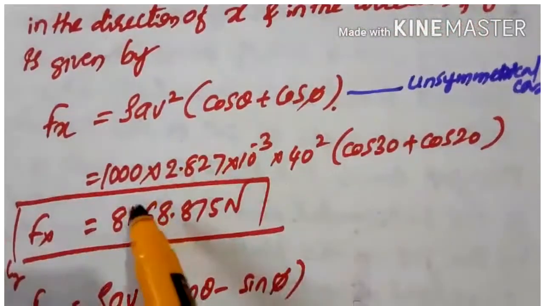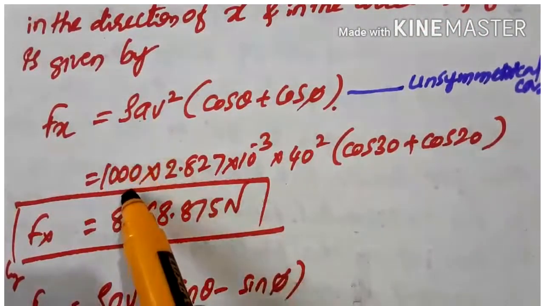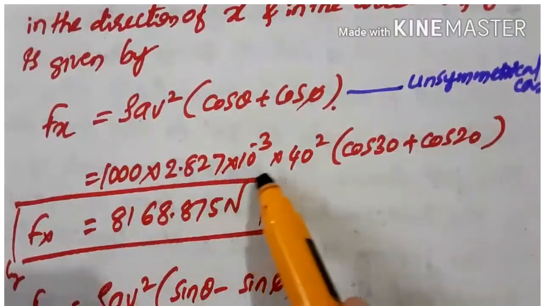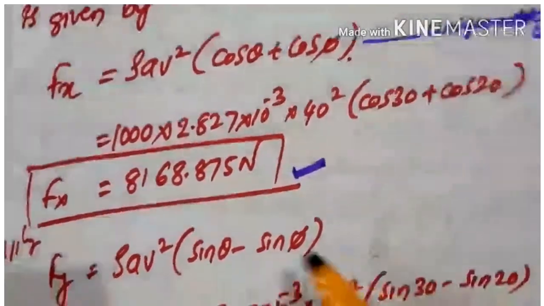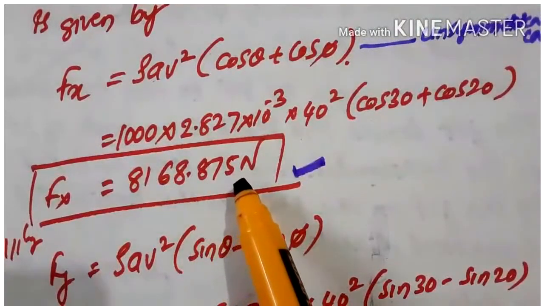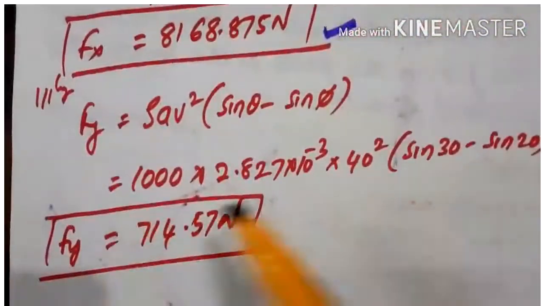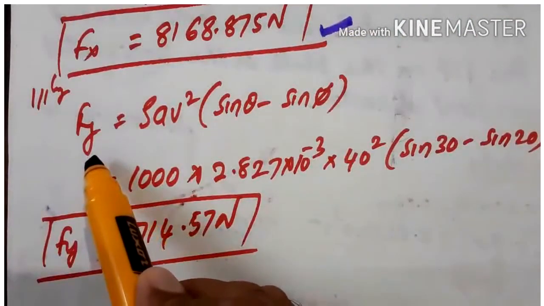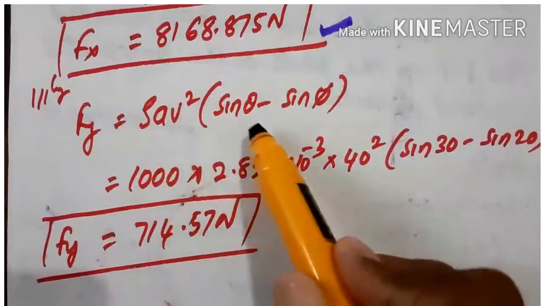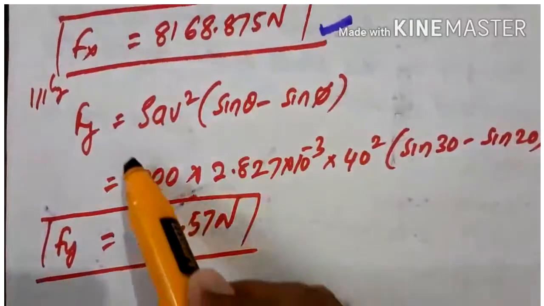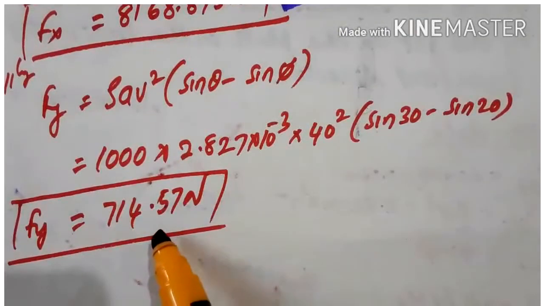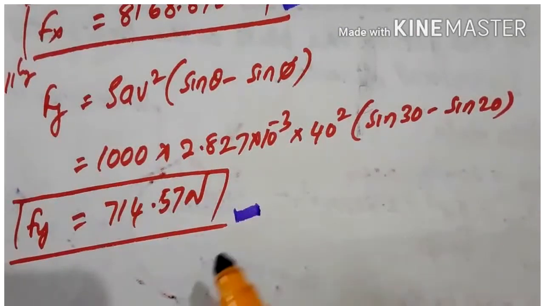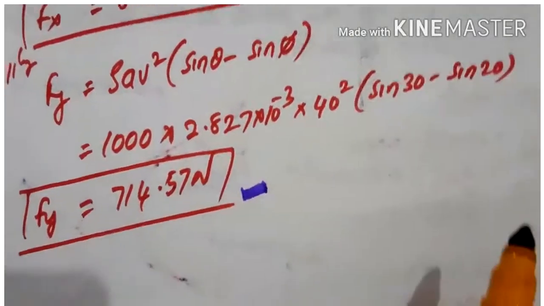Then substitute all the data here. The rho is the density of water, then the area of the jet, the velocity of the jet, then the inlet angle and the outlet angle. All you substitute in this equation, you will get this answer, that is 8168.875 Newton. Similarly, in y direction, the jet exerts a force; the formula will be rho a v square sin theta minus sin phi. Then substitute all the data here, and you will get the answer 714.57 Newton.